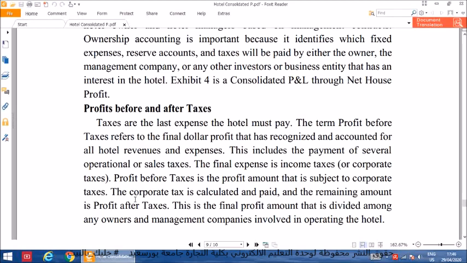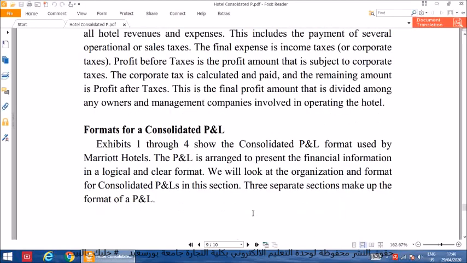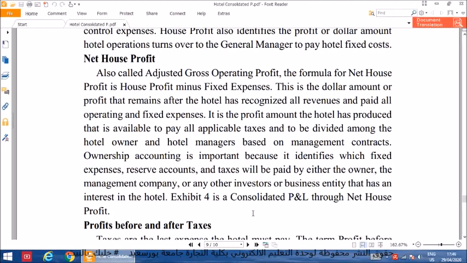This is the final profit amount that is divided among any owners and management companies involved in operating the hotel.